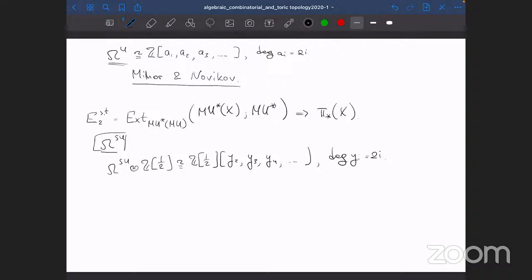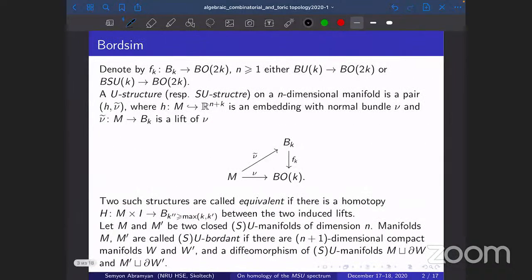To prove this result, we first should know something about the homology of the MSU spectrum. So now I will move to definitions. First of all, let us say what a complex Bordism or SU Bordism is. Denote by BK either of two classical fibrations of classifying spaces. We say that a complex structure or special unitary structure on an n-dimensional manifold is a pair: an embedding of this manifold into R^(n+k) with a normal bundle ν.